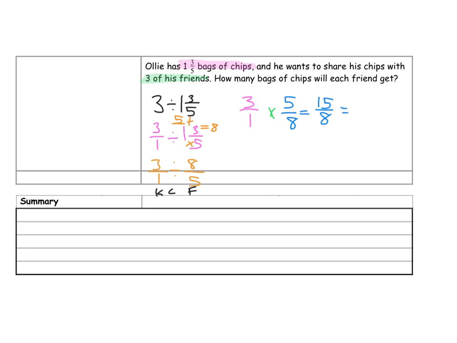So let's think about 2 times 8 is 16, but we only have 15/8. So if we say each friend gets 1, then we're going to take 15 minus 8, which will get us to 7. Each friend gets 7/8 bags of chips. So let's rewrite that in our sentence.